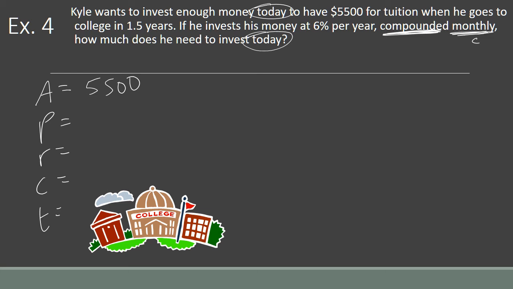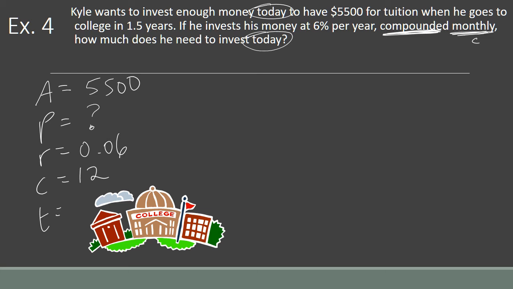1.5 years in the future, he wants to have $5,500. The present value, the value he needs today, that's what he's looking for. Our R value, don't forget, don't just put 6 in, convert it to a decimal first. So 0.06. Your C value, what is the compounding period? Well, it comes after the word compound, monthly. Monthly is 12 months in a year.